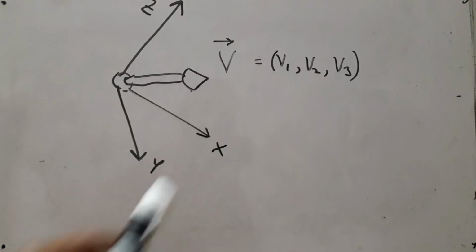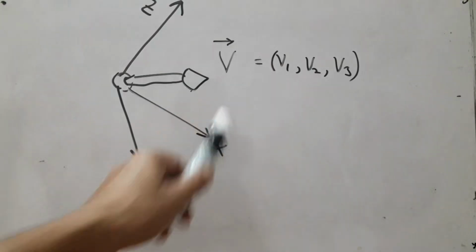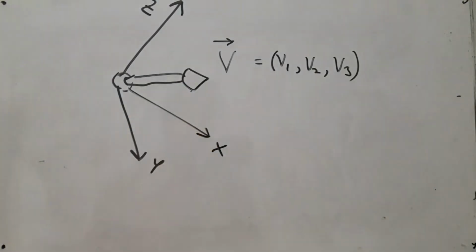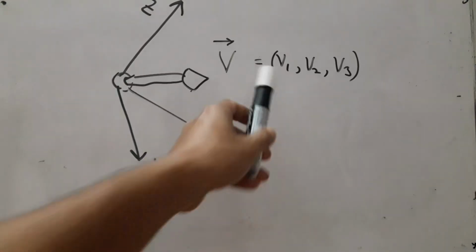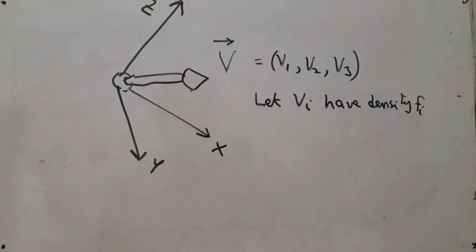Now, first of all, it is clear that all these things can take value in R, entire R, positive or negative. Now, here he made his first assumption. That assumption was that all these things are continuous random variables, and not only that, they have got densities. So let Vi have density Fi, i = 1, 2, 3. Now let us understand what can I say about Fi.